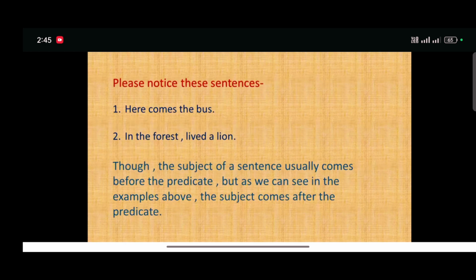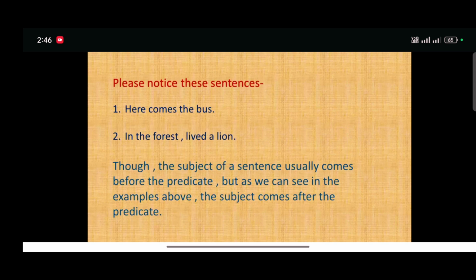Notice these sentences and speak after me. Here comes the bus. In the forest lived a lion. We have read in the previous slides that subject comes first and then comes the predicate. But look at these sentences. In the first example, you must have noticed that the bus is the subject and here comes is the predicate. And so we see that predicate comes first and then the subject.